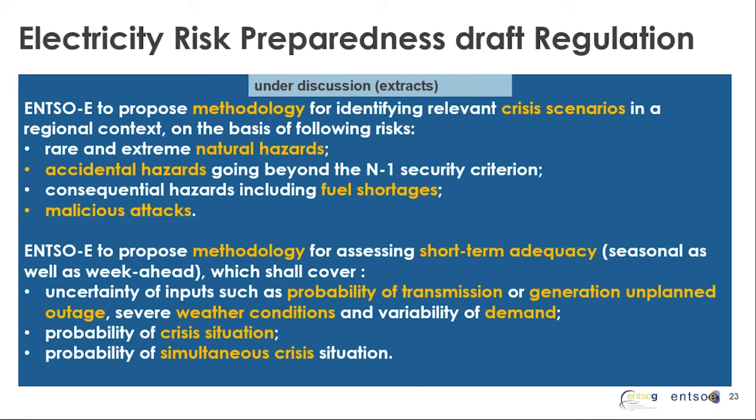And regarding the second point, this Article 8 is from the Risk Preparedness Draft Regulation. ENTSO-E is asked to propose a methodology for the short-term adequacy, so from seasonal outlook to week ahead, which shall cover different probabilities of transmission, generation, and planned outages, different weather conditions, variability of demand, crisis situation, and simultaneous crisis situations.